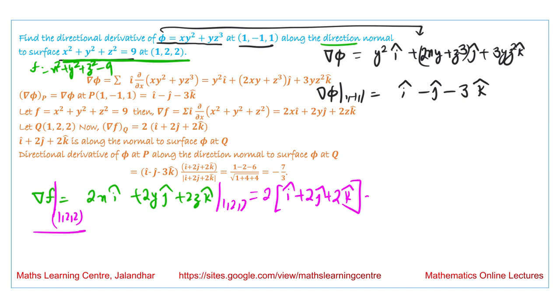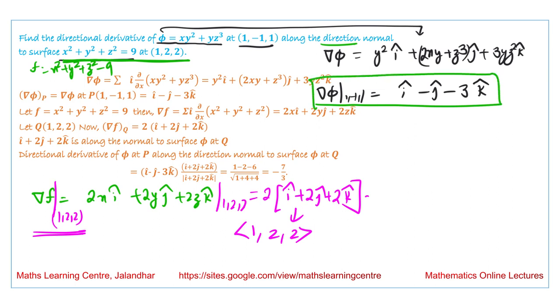This is the gradient of f at q. Now the direction of this is 1, 2, 2; these are the direction ratios. Now we want to calculate the projection of this gradient in the direction of these direction ratios.